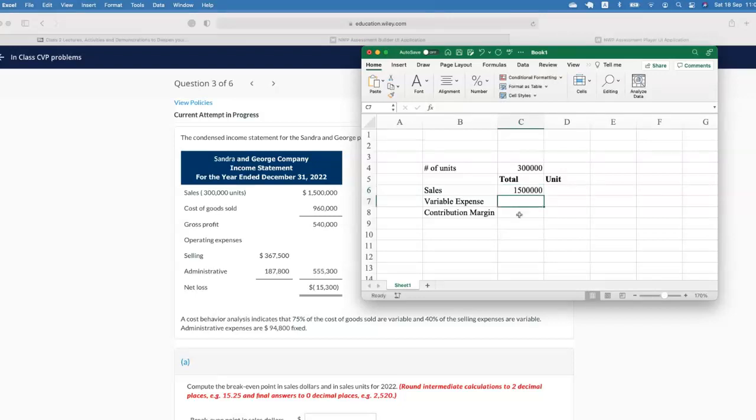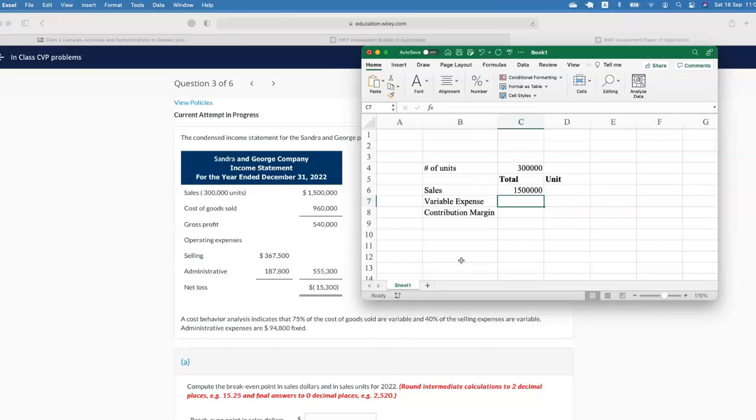Okay, for the variable expenses, since the cost of goods sold is a mix between the variable and the fixed cost, the cost behavior analysis indicates that 75% of the cost of goods sold are variable.